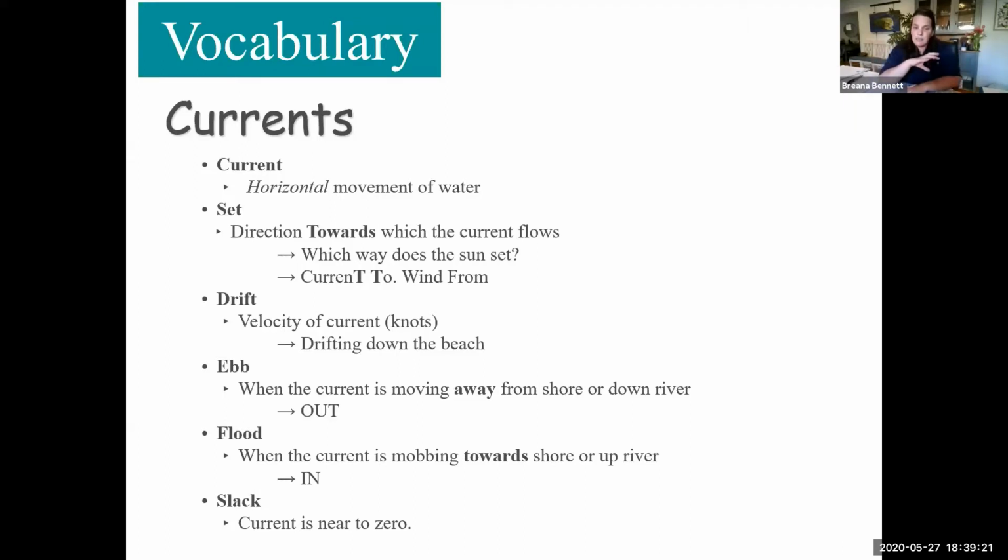So sometimes you can say that the slack is 0, but is the water ever not really moving? It's the closest to 0 as it could possibly get. That's the definition of slack.